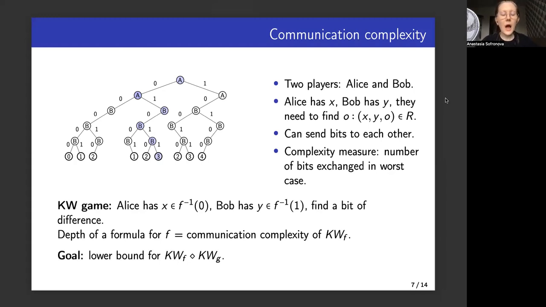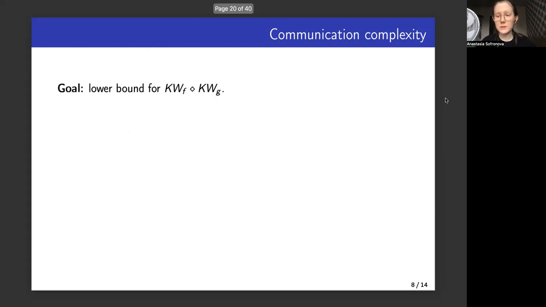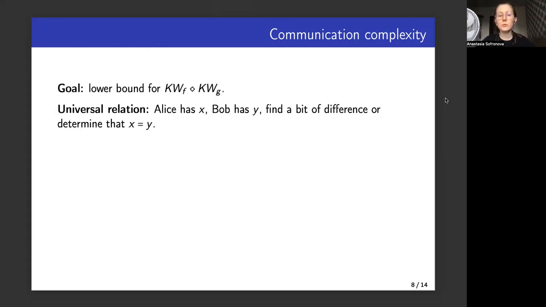And in these terms, our desire to prove a lower bound for composition of some functions f and g can be translated to communication complexity terms as a lower bound for composition of two Karchmer-Wigderson games, the Karchmer-Wigderson game for f and the Karchmer-Wigderson game for g. Let's keep that in mind and consider another relation, which is called the universal relation. Here, Alice has x, Bob has y, and they need to find a bit of difference between those two strings or to determine that x is equal to y.